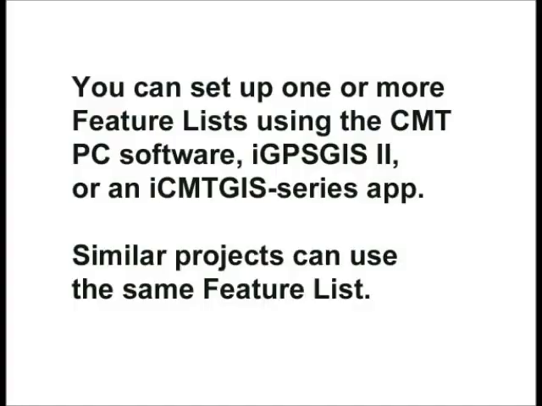Do I have to use the same feature list for all the GPS data I will be collecting? You can set up one or more feature lists as needed. Generally, you will want to set up one feature list for each type of project you do. If you will only be recording trees and fire hydrants in a neighborhood, then you will just need one feature list that includes the tree feature topic and the fire hydrant topic. You will use this same feature list when collecting data for each neighborhood.